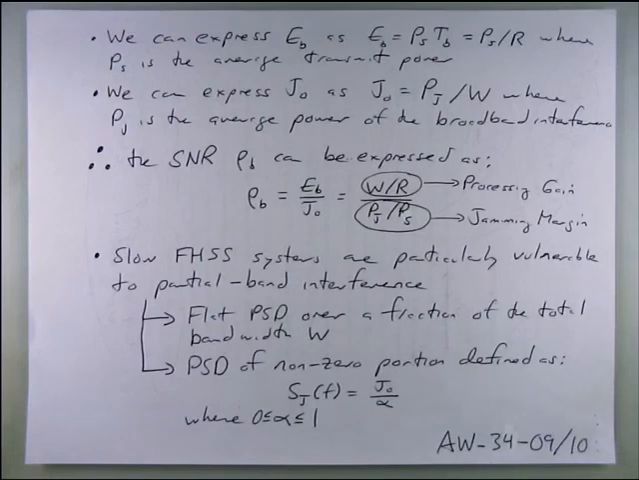So alpha ranges between 0 and 1. Can it include 0? No, because it explodes. But what is the non-zero portion of that PSD, where is the interference energy present? This alpha term represents the percentage of the energy that's actually affecting this signal.